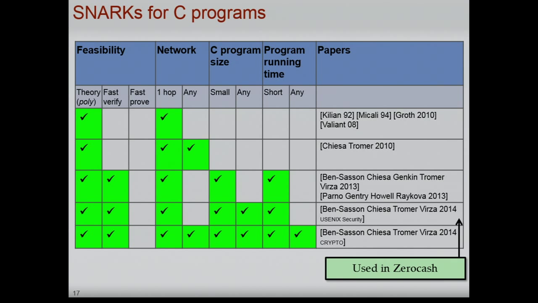So we know since Kilian and Micali that this is in principle feasible. You can produce a proof for a single computation. We've also learned that it's possible to do this for ongoing computation using proof-carrying data, where proofs concatenate. It goes back to Valiant and extended by Chiesa and myself.